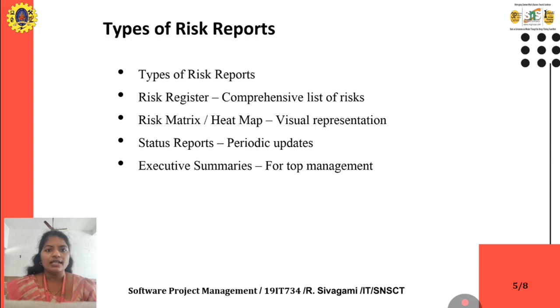And then the next one is the status reports and the executive summary. The executive summary is for our top management. We should explain about these risks to our top management, that means the stakeholders.